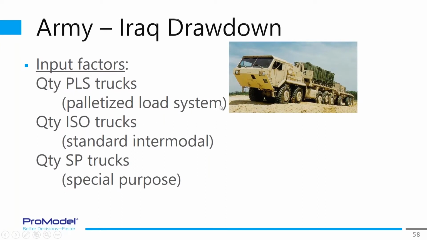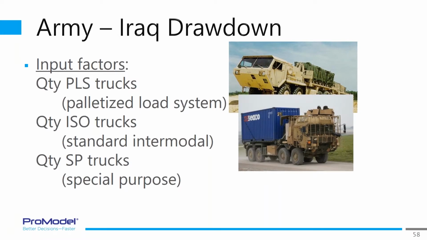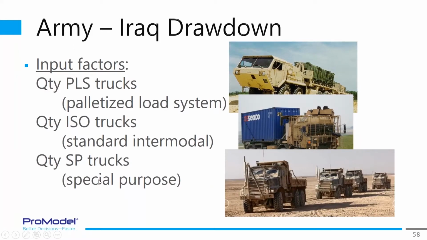PLS means palletized load systems, and this is what they look like. They're very big, there are not very many of them, but they carry specific items. Standard intermodal to carry those boxes that you see on all the ships and trains and trucks around, so that's kind of standard. And then there was a certain variety of specialized trucks of different purposes called SP to handle some of the armament and ammo, for example.